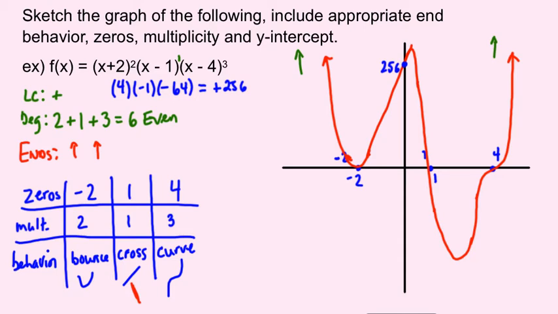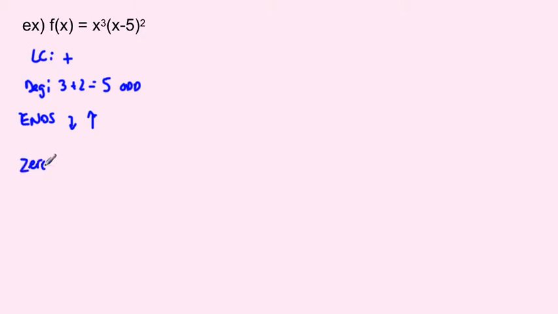Okay, one more example. x cubed times (x minus 5) squared. So again, I'm thinking lead coefficient, positive, degree, 3 plus 2, which is 5. So I have positive, odd. So my ends have to go down, up. Okay, my zeros, x cubed gives me a 0 at 0. x minus 5 gives me 0 at 5.